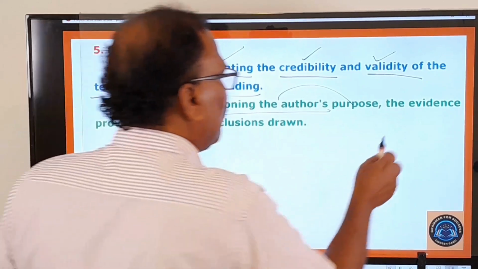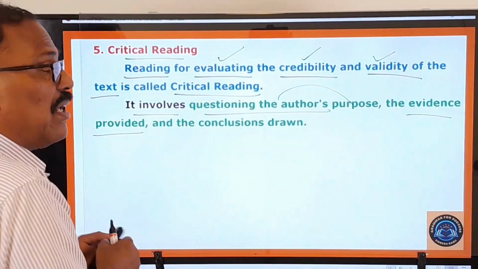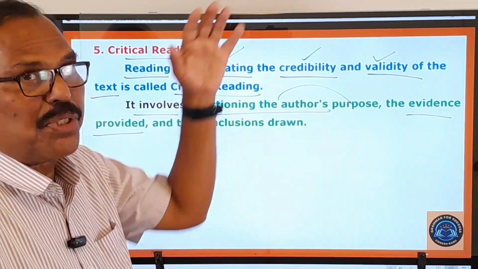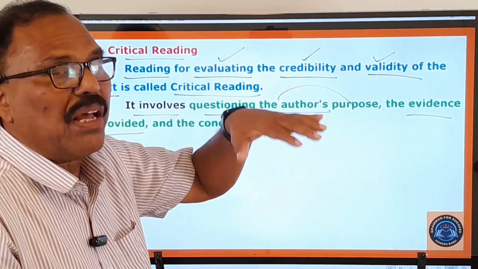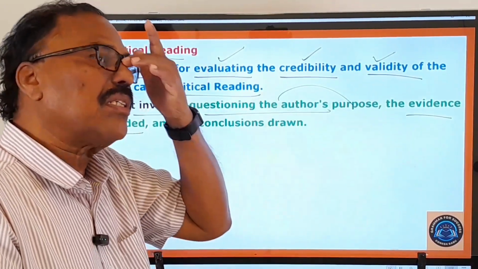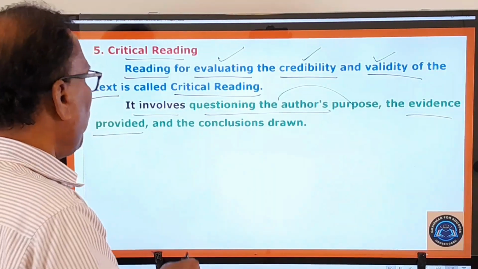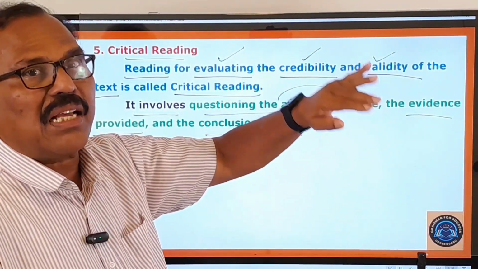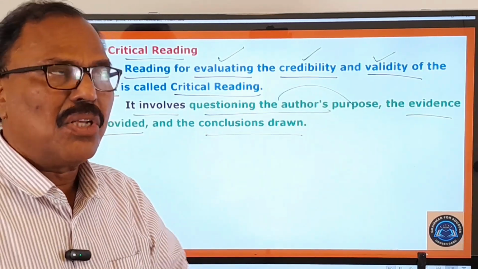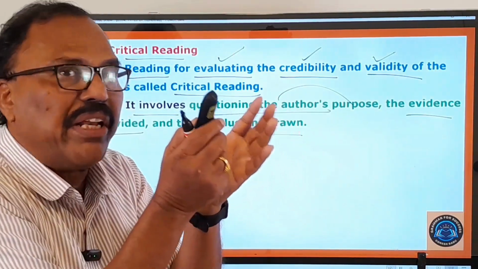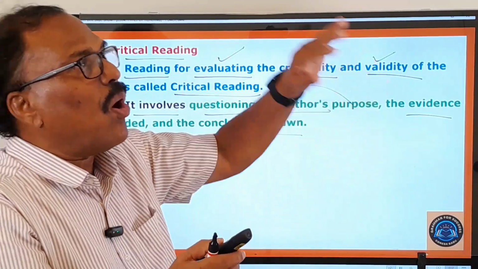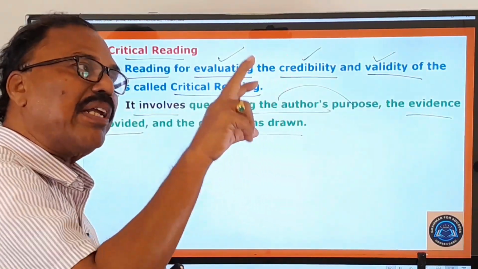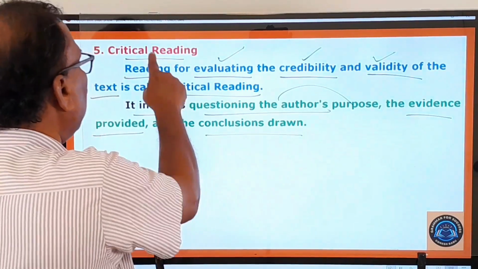Okay, and the evidence provided, and what is the evidence the writer has provided in that text to substantiate or to prove the validity of that text. All such things you will be observing very carefully, and the conclusions drawn, and what are the conclusions that the writer has drawn at the end of that passage. So all these things you observe very carefully, and observing all these things carefully, you will be reading that passage, and that kind of reading is therefore called critical reading.